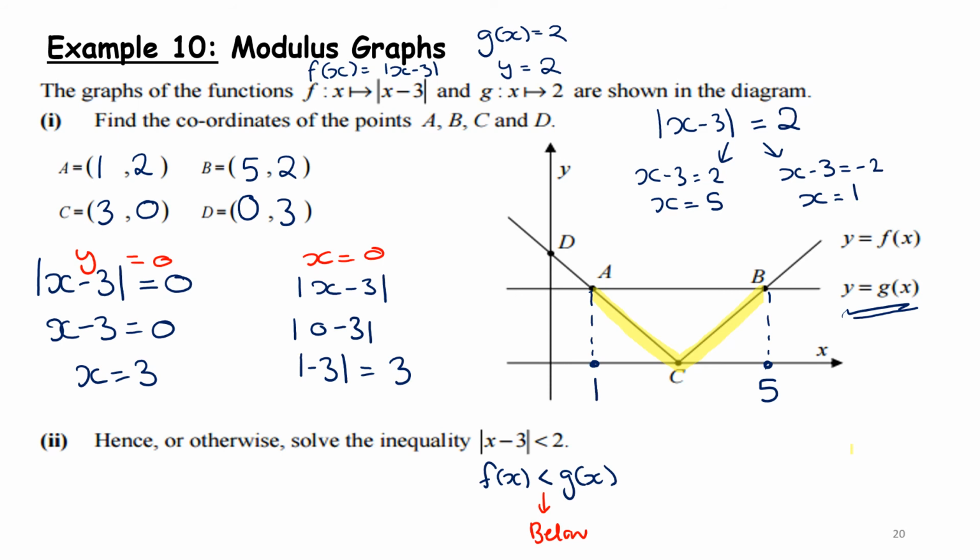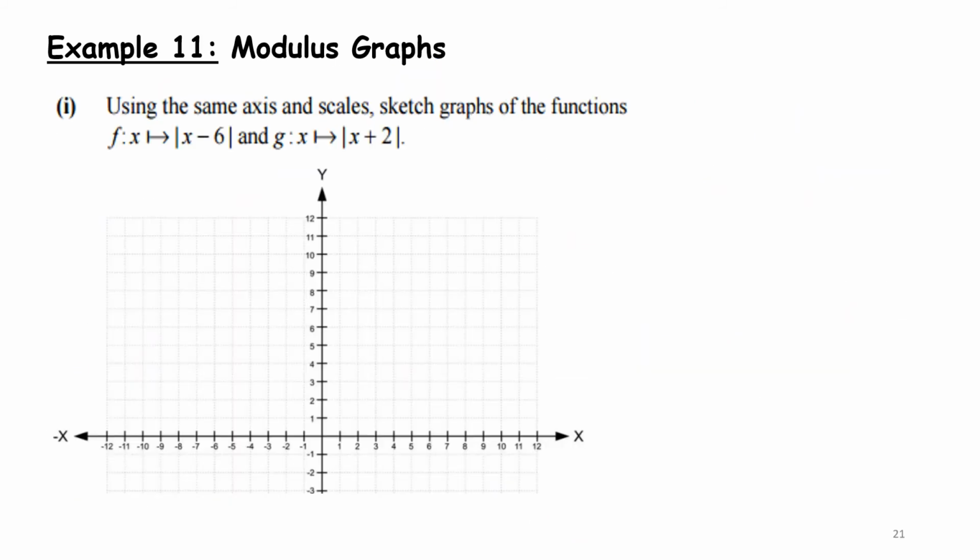Now, the corresponding x values for that are all of these here. So that means between, so when x is between 1 and 5, and because it's just a less than symbol, we're going to just use less than symbols. So the answer is x is between 1 and 5. So 1 is less than x is less than 5. Now, like I said, you can use the longer method to work that out and you'll get exactly the same answer. Now let's look at an example of drawing a modulus graph.